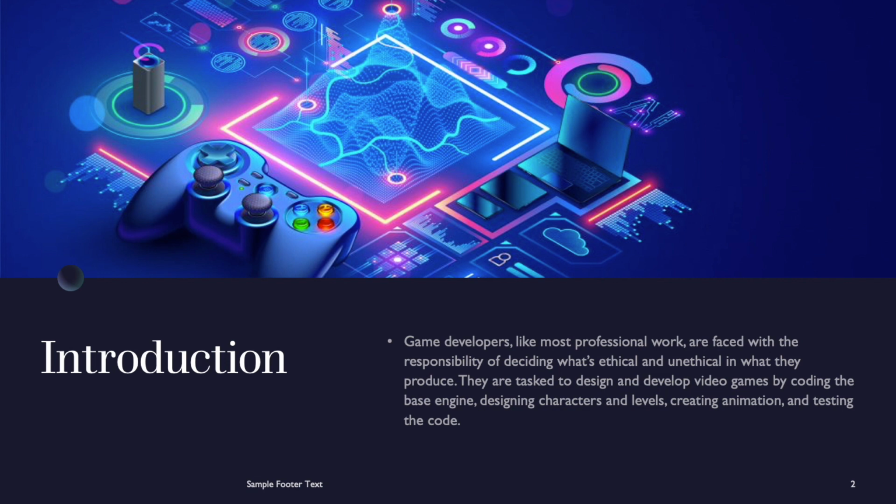This presentation intends to explore the ethics of a game developer and the challenges they face navigating businesses prioritizing profits over ethics, such as microtransactions and inclusion of mature content.